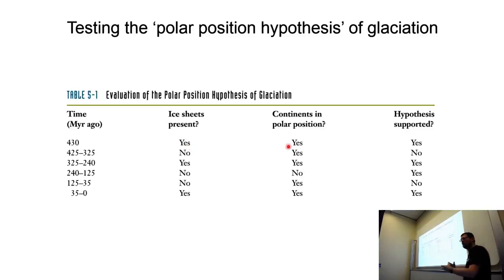So that means that we support the hypothesis that the positions of the continents causes glaciation. But then we can go to other time periods. Okay. So we don't have ice sheets, but we do have continents in polar positions. So that falsifies the hypothesis.